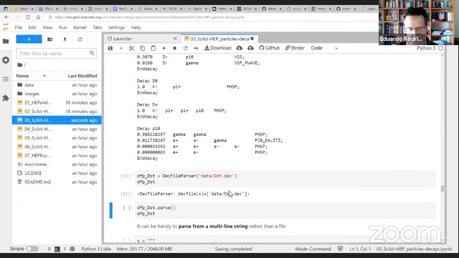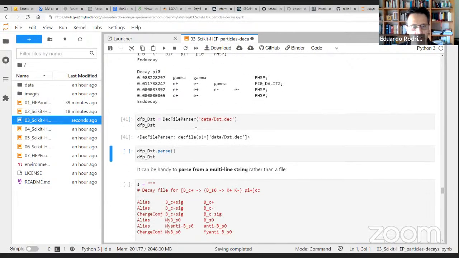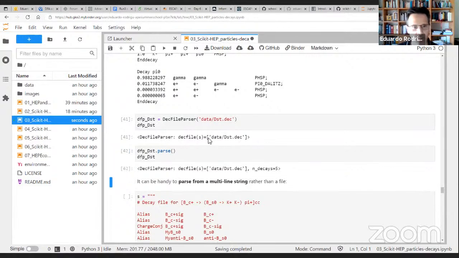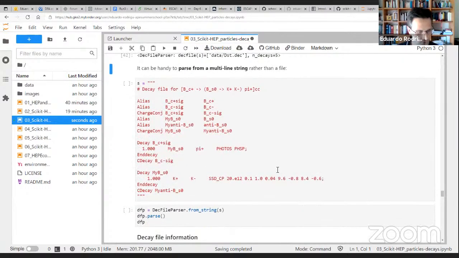So off I go. If I haven't parsed anything, I'm just instantiating the thing. It tells you, hey, you have a decay file. That's it. If I parse it, it does tell you that I have 5 decays defined in what I have parsed. You can also do all that kind of things.